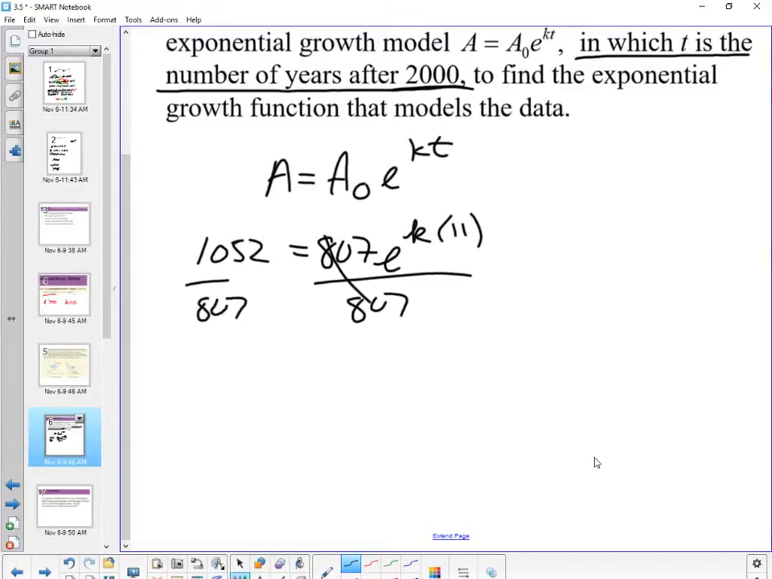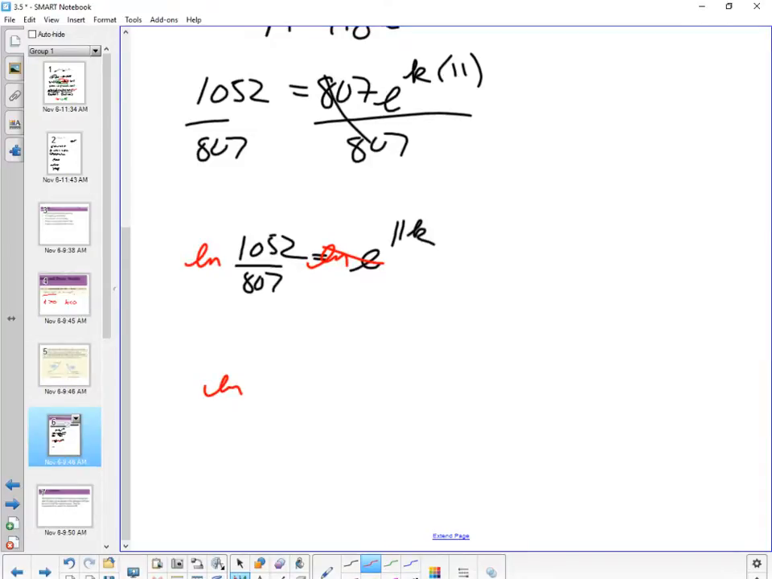So that would give me e to the 11k. Then what do I want to do? Introduce ln. So I'm going to introduce ln. That's gone. So now I've got ln of 1052 over 807 is equal to 11k. And then finally, take this quantity and divide it by 11. That will give us our k.